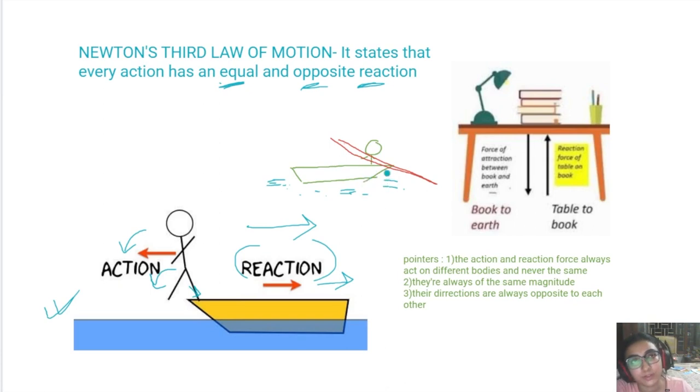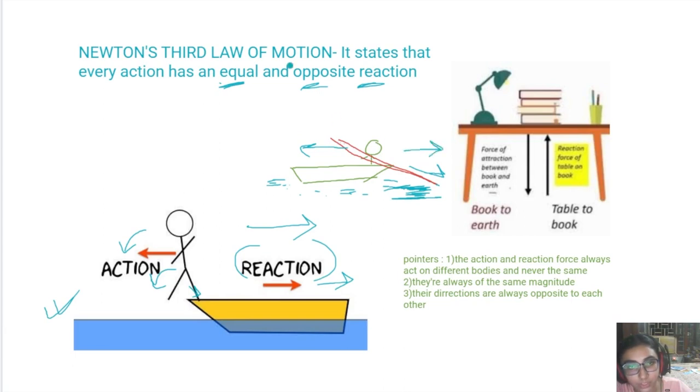You've seen that whenever you have paddled in water in those motor boats, or if you've actually done boating with proper equipment, whenever you are pushing the water backwards, you are in turn moving forward. Now how is that happening? If you are pushing the row backward, it means that you are exerting a force on the water, right? You are exerting a force on the water with the help of the stick in the backward direction.